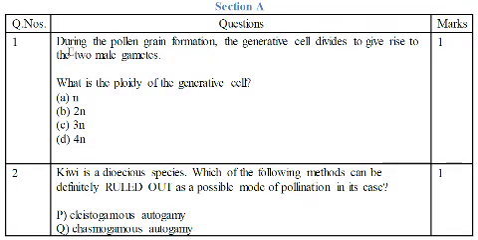Question number 1. During the pollen grain formation, the generative cell divides to give rise to the two male gametes. What is the ploidy of the generative cell? Ploidy means the chromosome number of the generative cell.